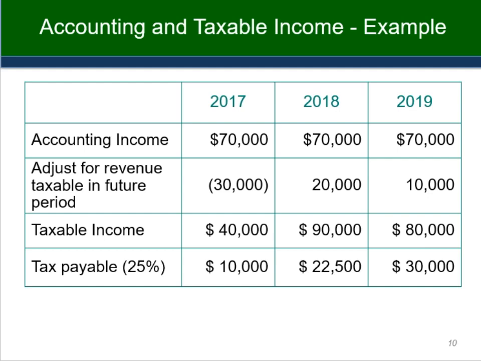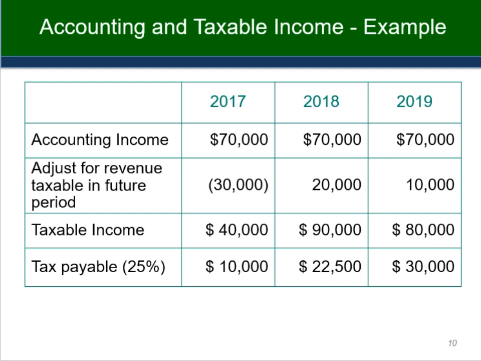So in order to adjust between accounting and taxable income in 2017, we would start with accounting income, and then we would adjust for revenue which is taxable in a future period, often because it hasn't been collected yet. So a $30,000 deduction gives us taxable income of $40,000 in 2017. Tax payable, we're assuming a 25% rate. Tax payable would be $10,000.